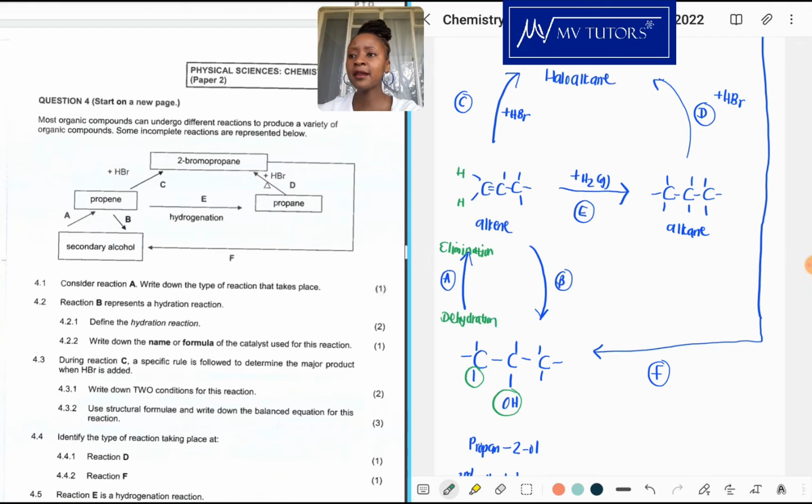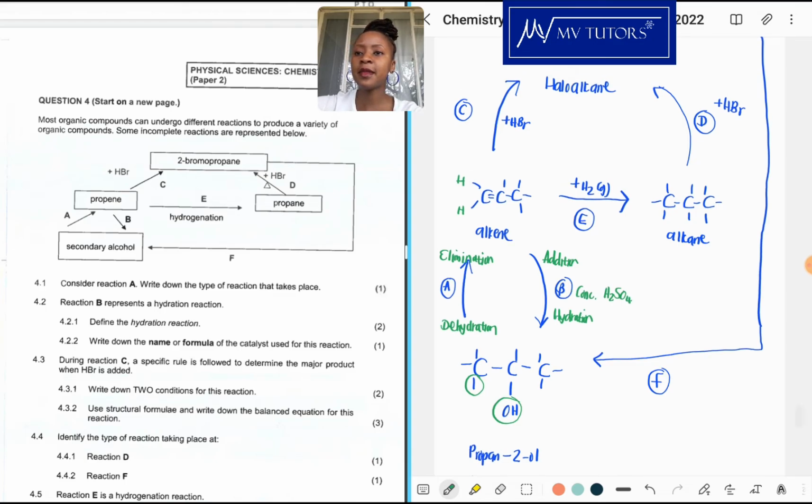Okay, and then from an alkene back to an alcohol, well, we are adding water, so we are hydrating. So it's an addition reaction, an addition reaction that we call hydration. And to do that, we need a catalyst, which is concentrated sulfuric acid. Okay, all right, so we're done with that.